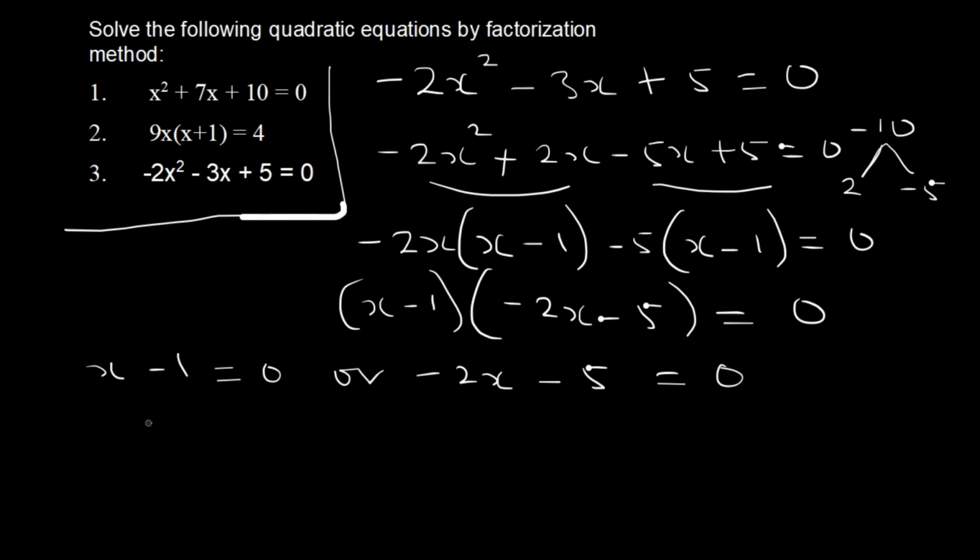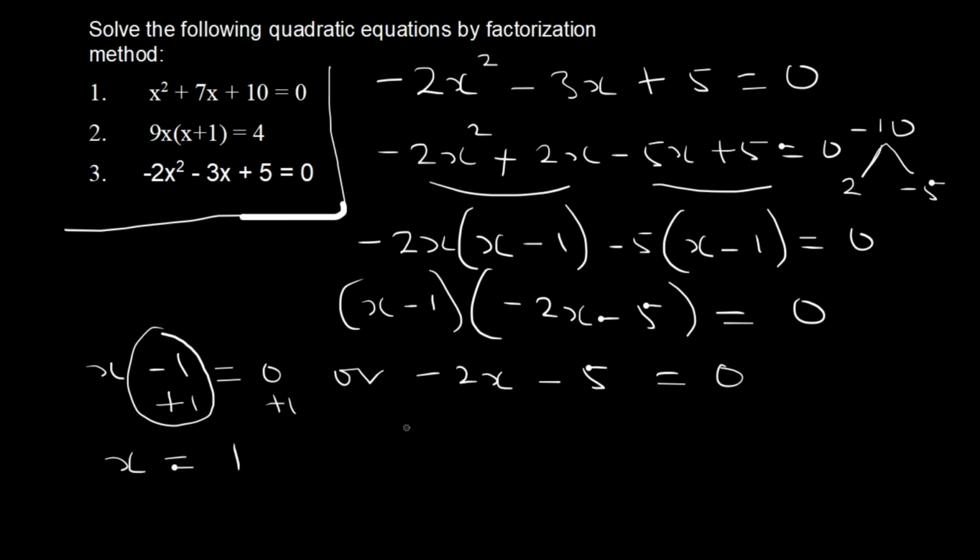So if x minus 1 is equal to 0, we'll need to isolate x, and for us to do that, we'll add 1 to both sides. Add 1 here and also add 1 here. So here, this 1 will disappear because 1 minus 1 is 0. So we'll have that x is equal to 1.